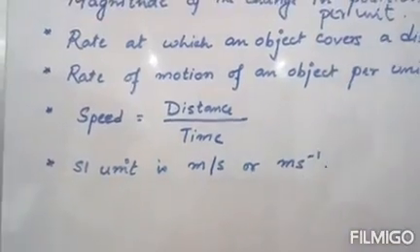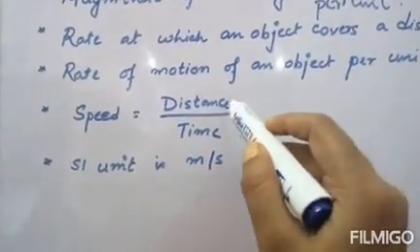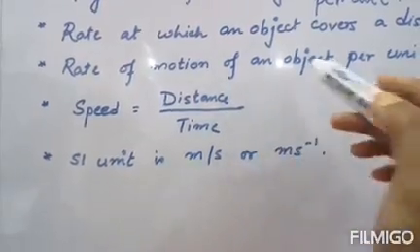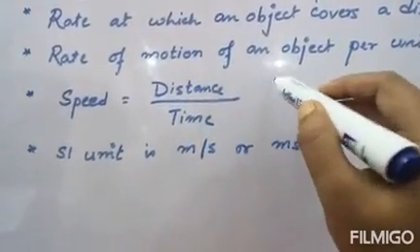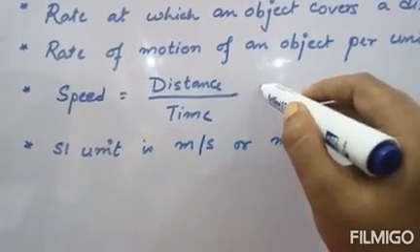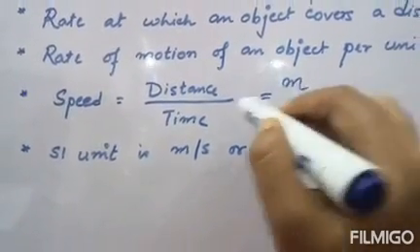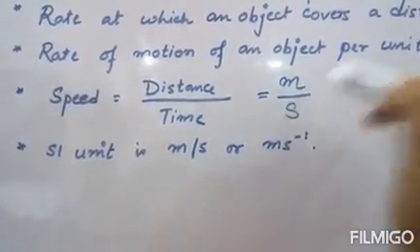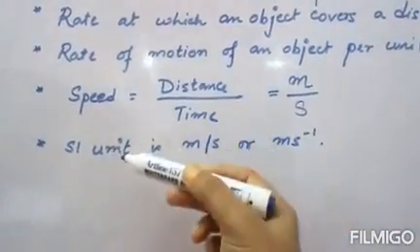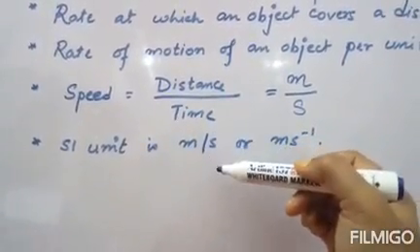What is distance? Distance is the change in position, and time is the time taken by the object to cover that distance. Now what is the SI unit of distance? We know that SI unit of distance is meter. And what is the SI unit of time? SI unit of time is second. So we can say that SI unit of speed is meter per second.